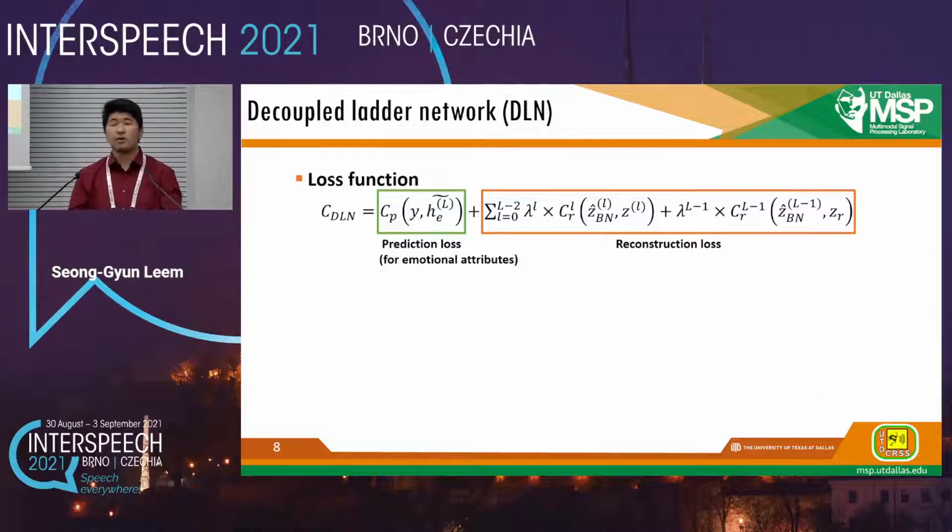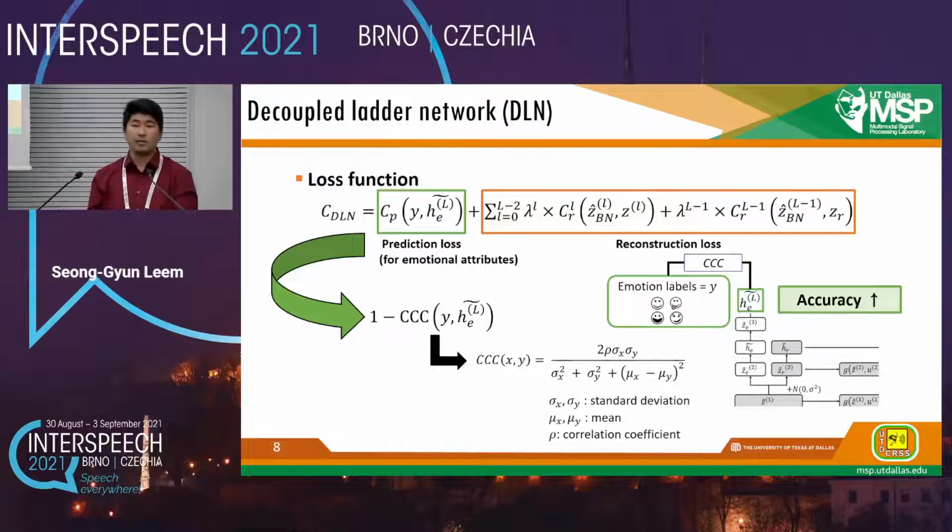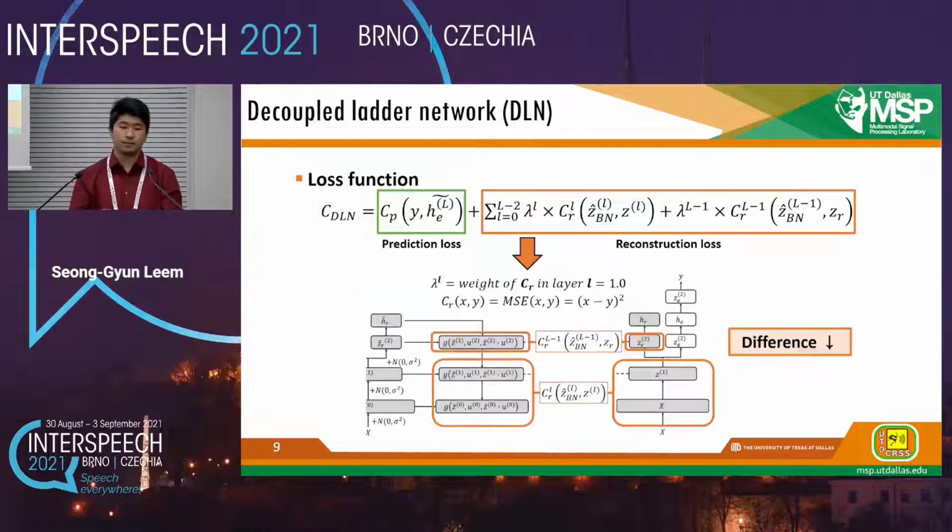This model is trained to minimize the summation of prediction and reconstruction loss. To predict the emotional attribute score, we use the concordance correlation coefficient, generally called CCC. In this model, we calculate the agreement between the predicted label and the emotional label. So by using 1 minus CCC as a prediction loss, we can increase the accuracy of the prediction.